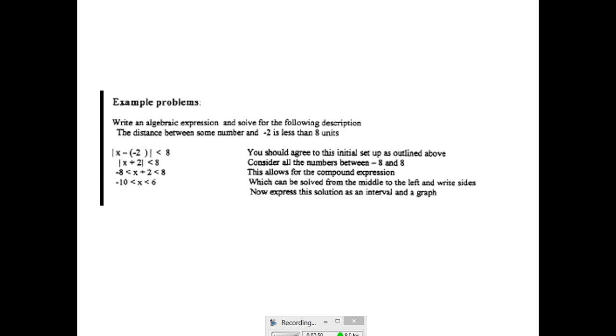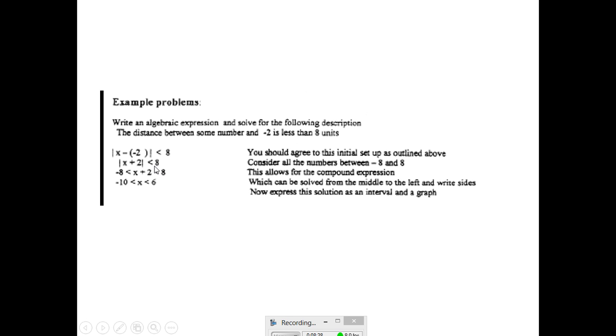So here is a case in point, okay? Here's a description. It says that the distance between some number and -2 is less than 8. So the distance is understood to be the absolute value, and the some number is x, and the distance is the difference between the two coordinates, so the difference between a number and -2 is supposed to be less than 8. That translates into this expression, okay? This, of course, minus the negative goes plus.